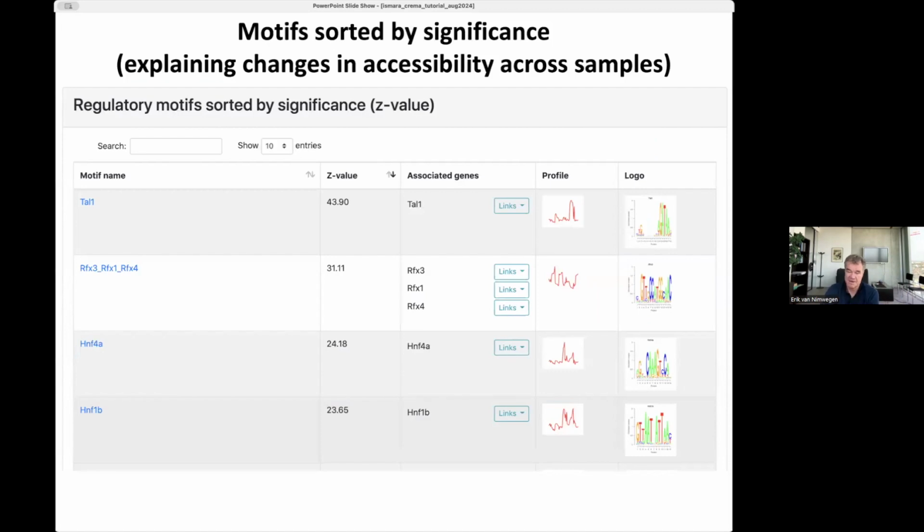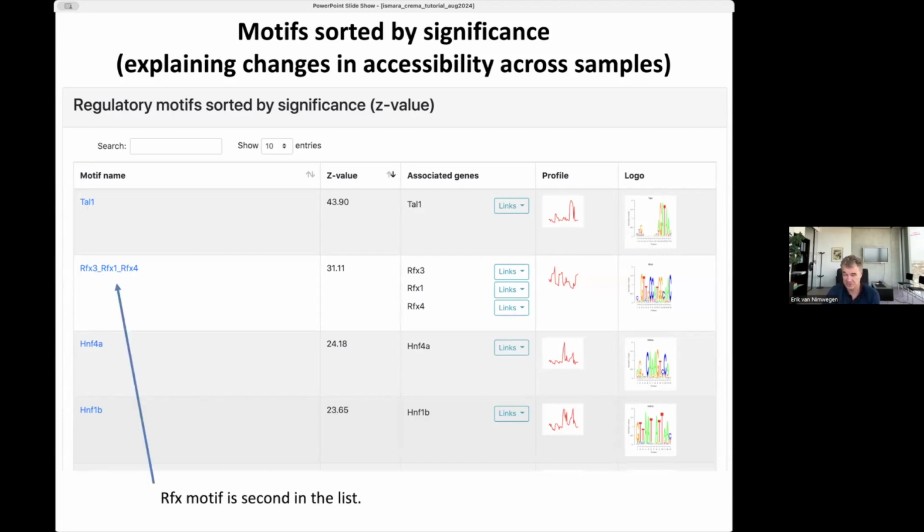All right. Then, and this is similar to what you have in MARA, you get a list of all the regulatory motifs sorted by their significance. So at the top of this list, there is this TAL1. It has a Z value of almost 44. This is its profile across the samples. And this is the logo of the sequences it binds.